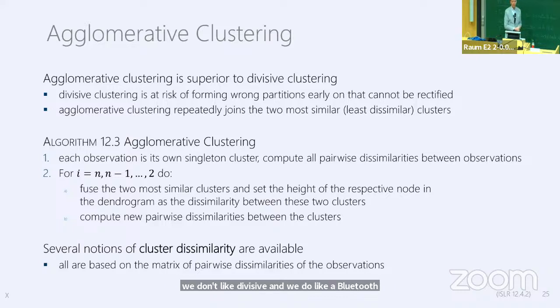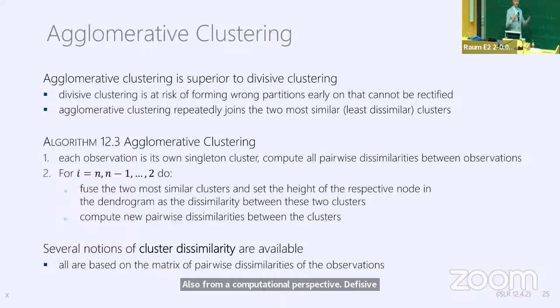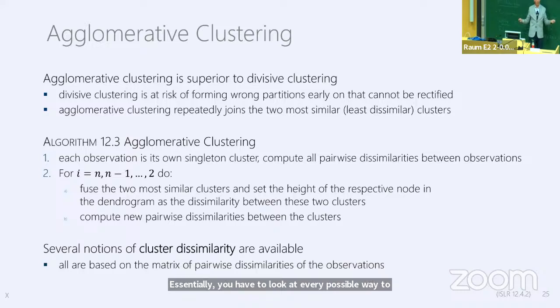Also from a computational perspective, divisive clustering is much more tricky because if I group all of you together and say, what is now the best way to split you into 2 halves? Essentially, you have to look at every possible way to split you into 2 halves, right? That's a lot. It's exponentially many. Whereas if I say all of you are now a singleton cluster, let's see which 2 of you should be put together into 1 cluster, it's much easier because we just need to compute the distances pairwise, which is essentially quadratic. So quadratic versus exponential.